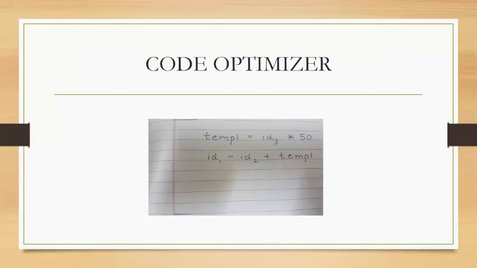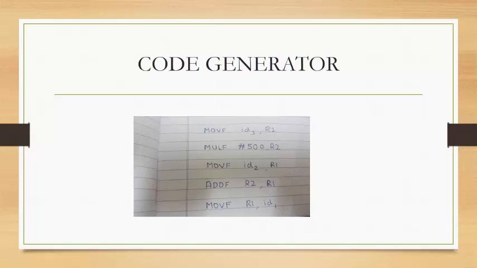In the code optimizer, what we try to achieve is a lesser number of instructions so that the machine can execute the instructions faster, and accordingly the previous instructions were modified. In the code generator, we represent the initial expression in the form of assembly code, and we have to note that the allocation of the variables to the registers is taken care of here.